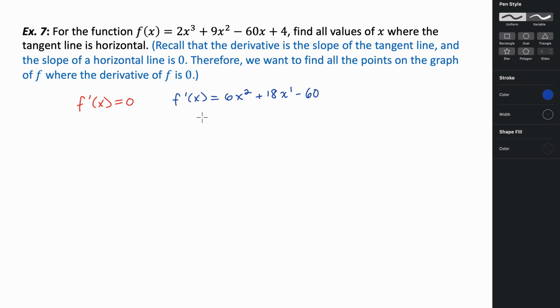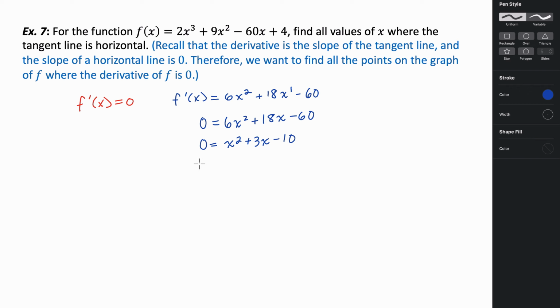So we want to know when this is equal to 0. So 6x squared plus 18x minus 60. When is this equal to 0? I can actually divide everything by 6 to make my life a little bit easier. So I'm going to get x squared plus 3x minus 10.